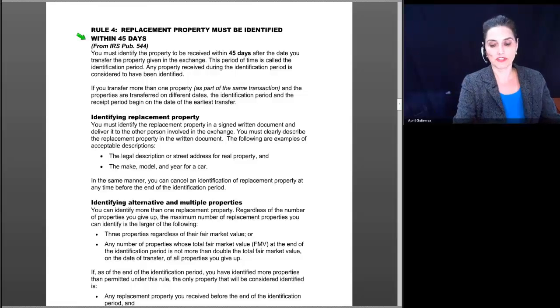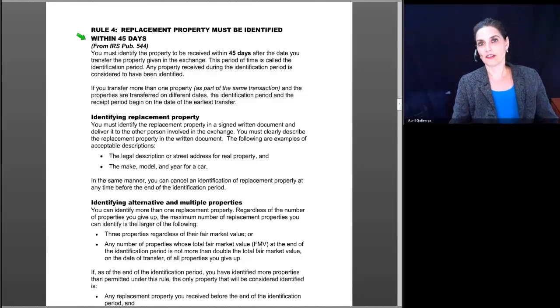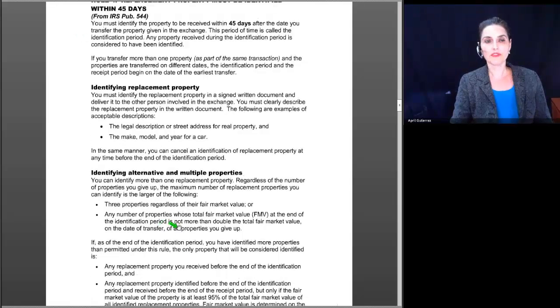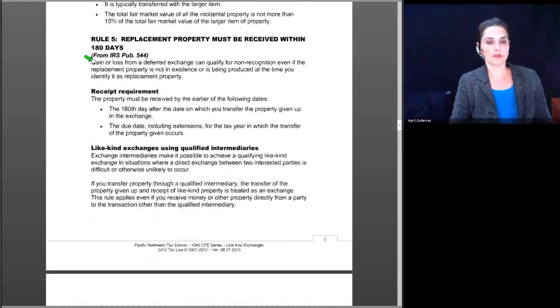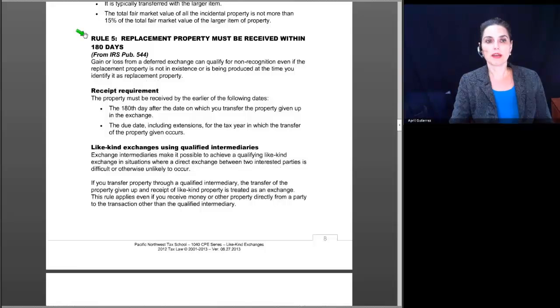So people involved in like-kind exchanges are not necessarily the most desirable buyers, but they can still be okay to work with as long as they're organized and can put it all together. So let's look at the next rule, which is the 180-day rule, which is rule number 5. The replacement property must be received within 180 days.